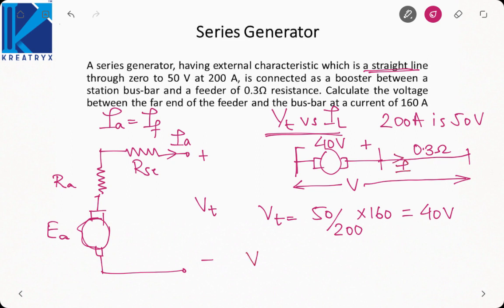So what is the total voltage? 40 minus current 160 into resistance 0.3, that is the resistance of the feeder, that is minus 8 volt. So see, if we hadn't placed a series generator, the voltage drop would be across the feeder, that is 48 volt. But after placing the booster, the voltage drop is reduced to 8 volt. So that is the basic use of a DC series generator.